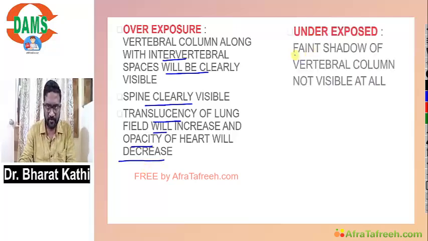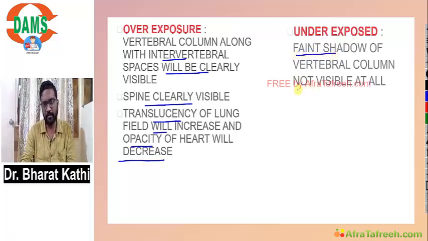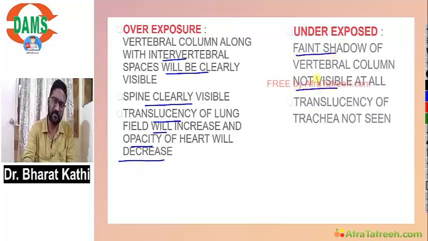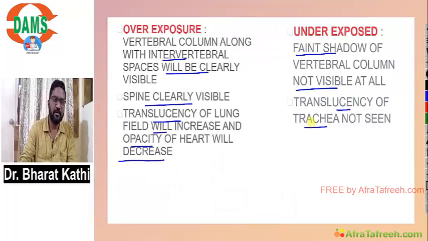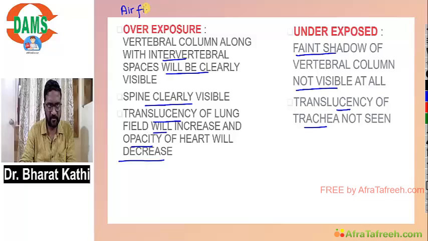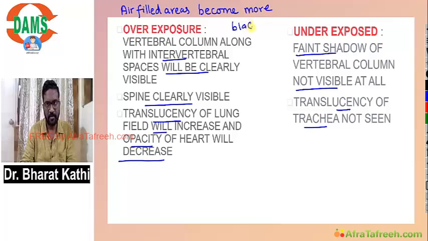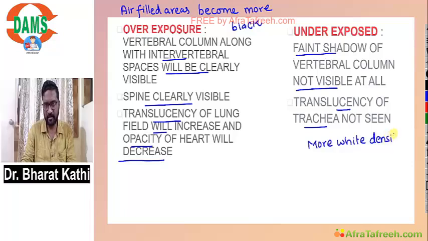Now underexposed: the faint shadow of the vertebral column is not visible at all. If you see the X-rays, you will understand. Translucency of the trachea is not seen. Now in overexposure, what will happen? Air-filled areas become more black. So here in underexposed, more white density is seen.